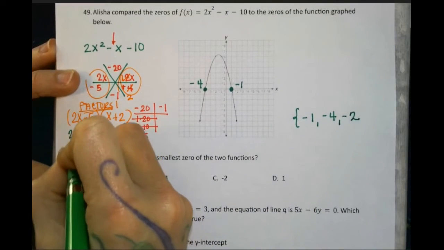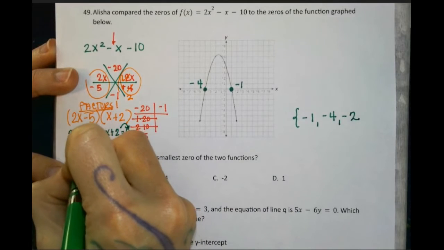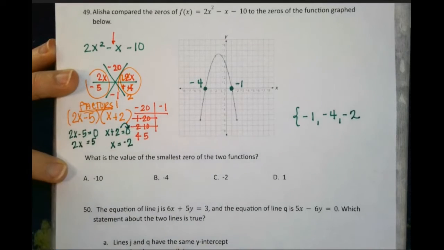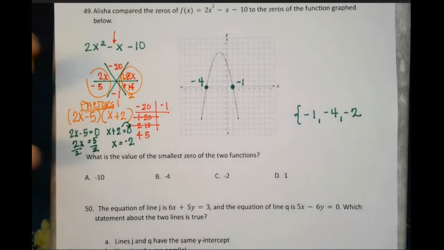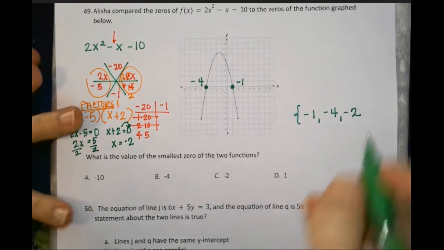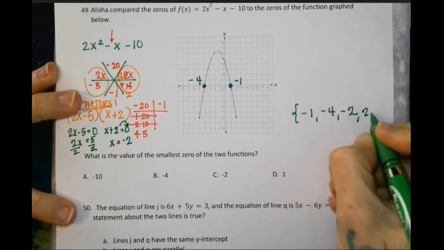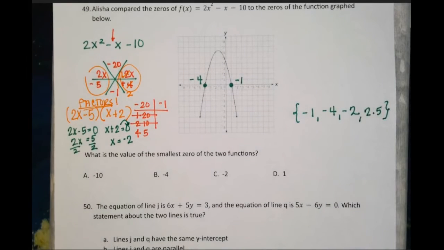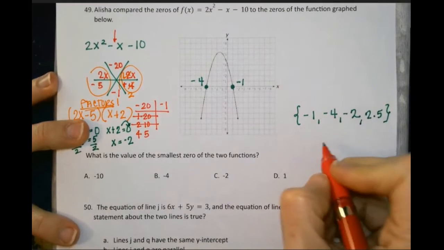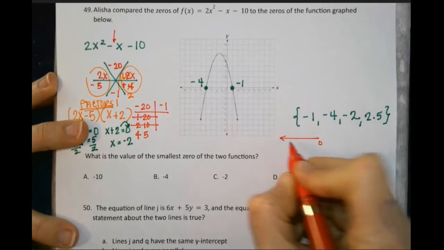And we're going to add 5 because that's the opposite of the subtraction of 5. And then divide by 2. And 5 divided by 2 is going to give me 2.5. And that's a positive 2.5. So we're going to add that to our list. Which one is the smallest? They gave you a long list of negative numbers. Smallest means it's the furthest away from 0 to the left.